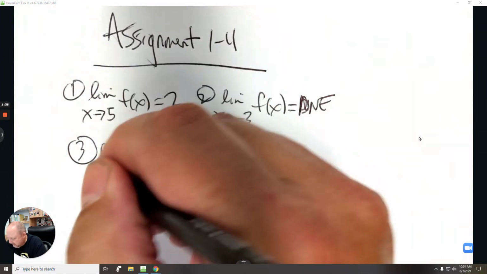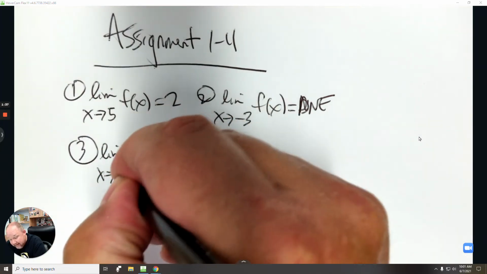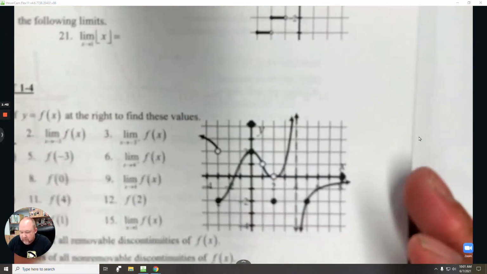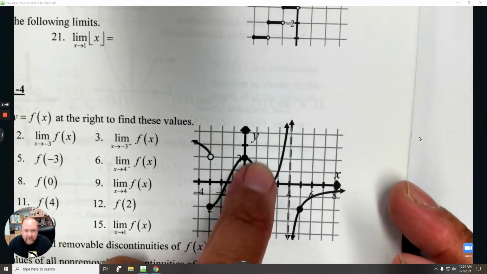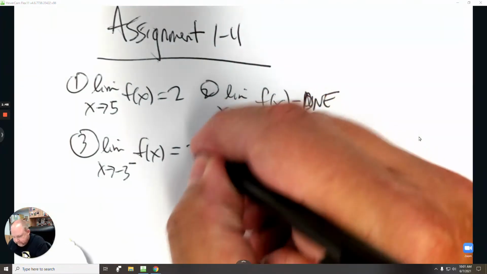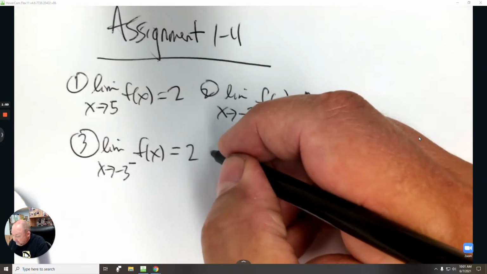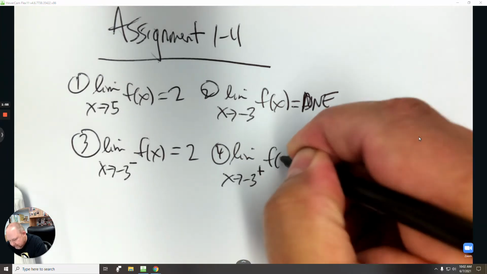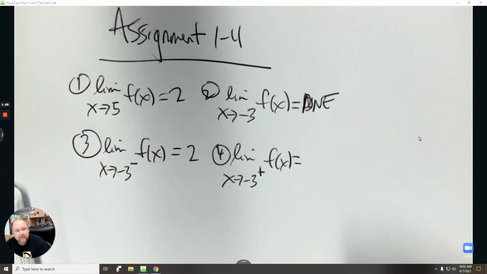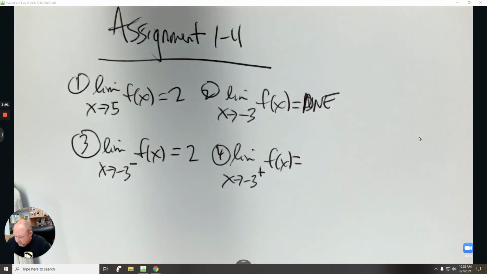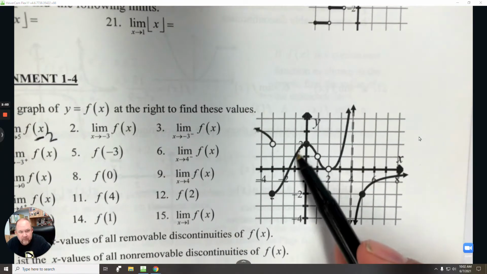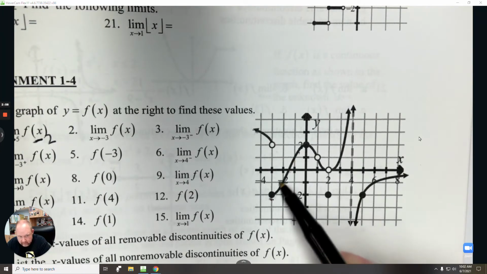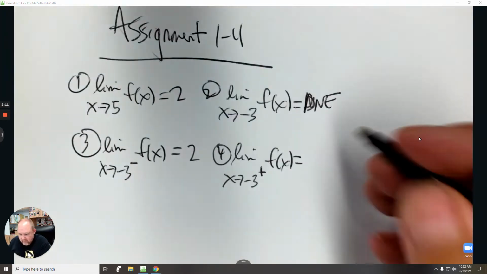Here we go, number 3. The limit as x approaches -3, but now from the left. Because of that little negative sign, if I'm looking on the graph from the left, the y coordinate is 2. And I bet you the next one is from the right? Yes. So the limit as x approaches -3 from the right. When I look off the graph, start on the right and then work your way towards -3. What's the y coordinate there? And the answer is -2.